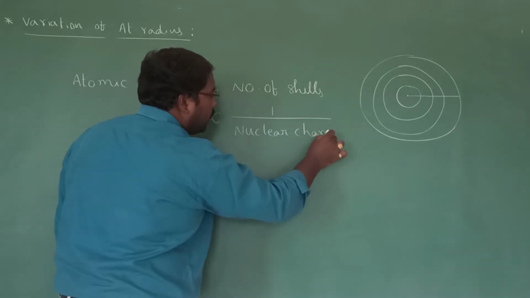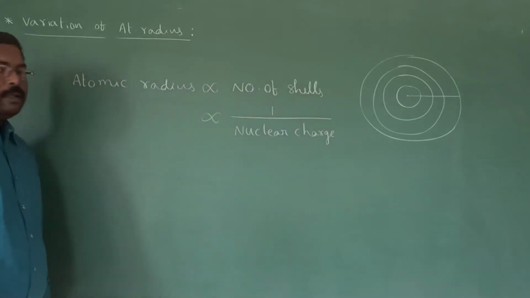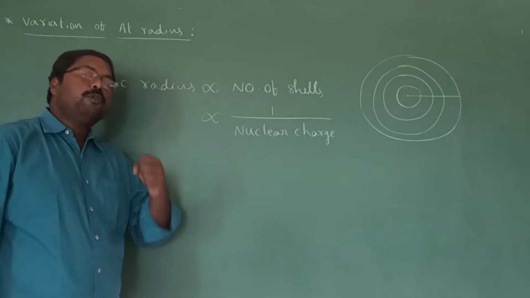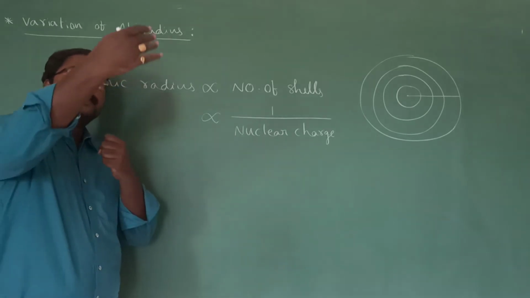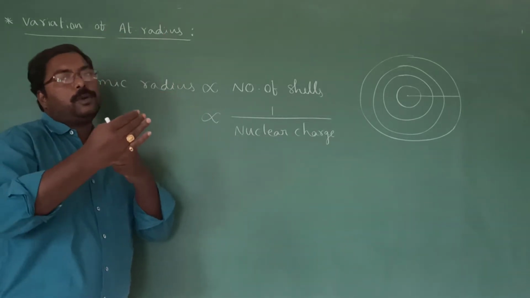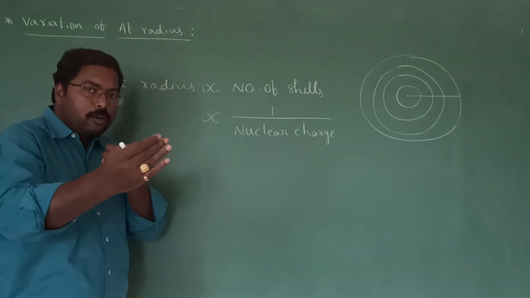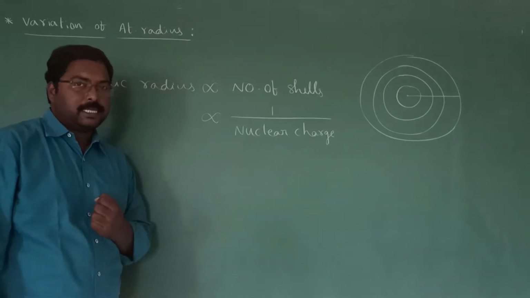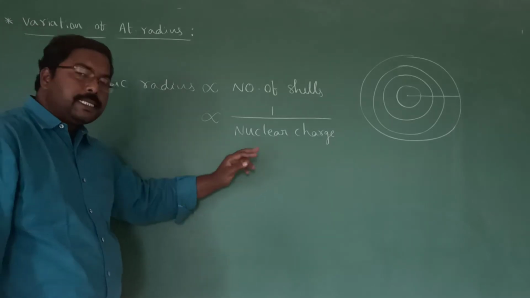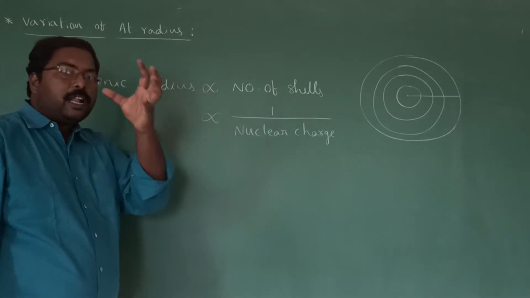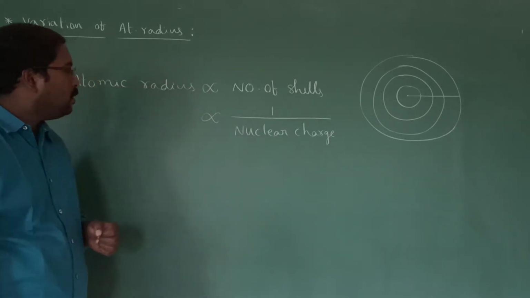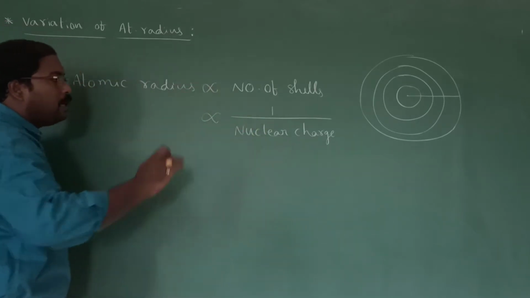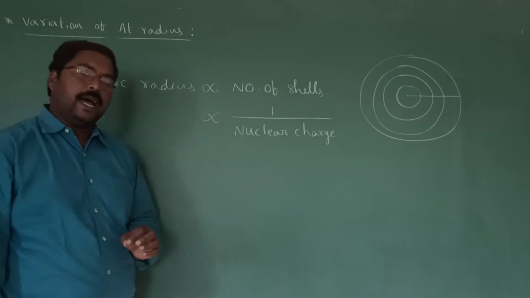Yesterday we discussed this in detail. What is the effect of nuclear charge? We know when the nuclear charge is more, it attracts the outermost electrons strongly towards it. So the electron cloud moves close to the nucleus and the size of the atom decreases. So when the nuclear charge is more, atomic radius will be less. That's why we can say simply that atomic radius is inversely proportional to the nuclear charge.